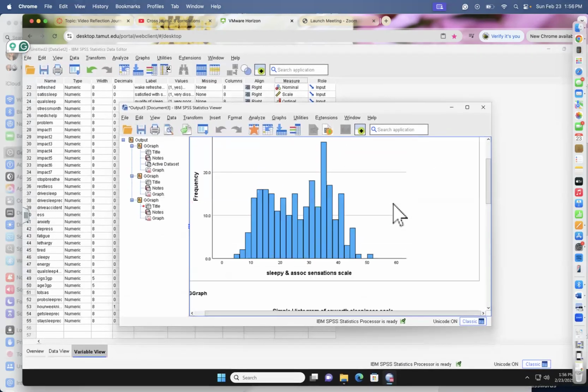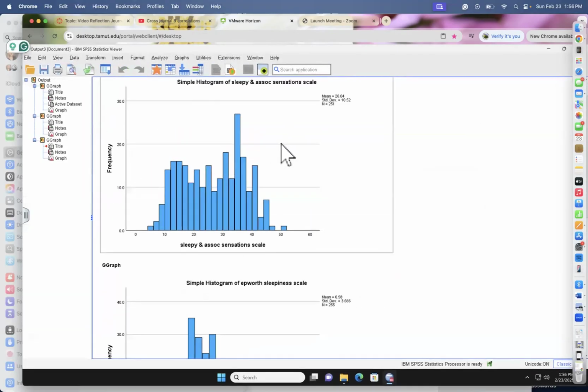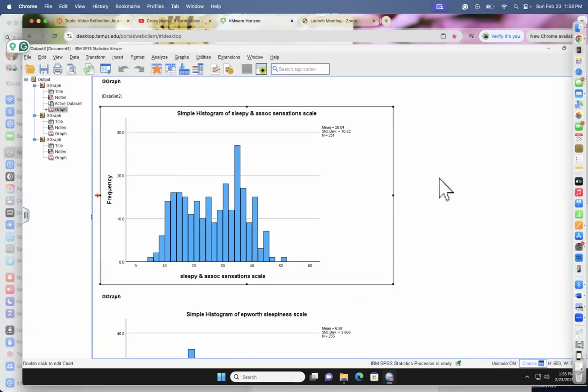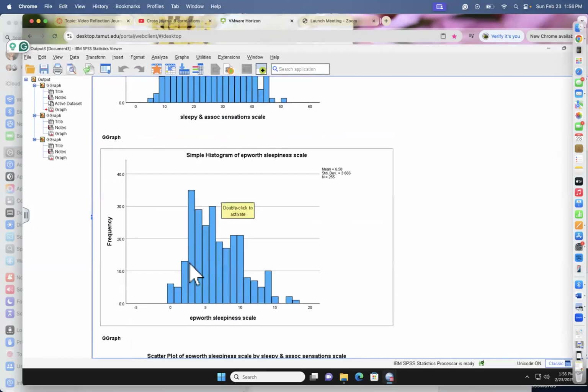The first thing I did was I made a histogram. Remember, you go through graphs and then you go to chart builder and then you make your histogram. And we need to see how these line up. We need to make sure, does this look normal, like a normal curve? Yes. So we check our normality on our SAS, and then we look at our Epworth Sleepiness Scale or ESS, and does this look normal? Yes, this looks normal.